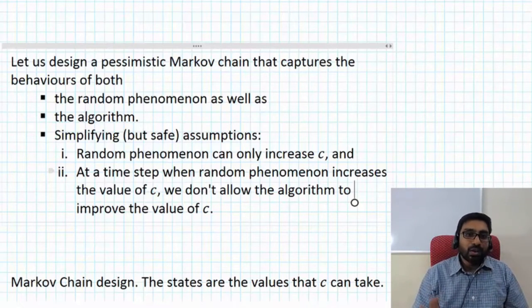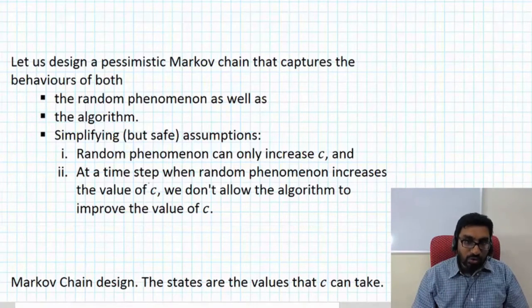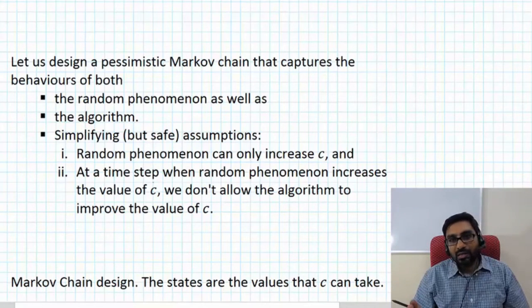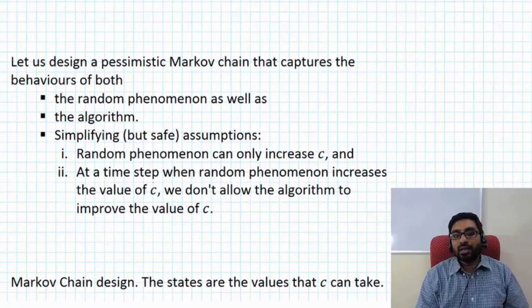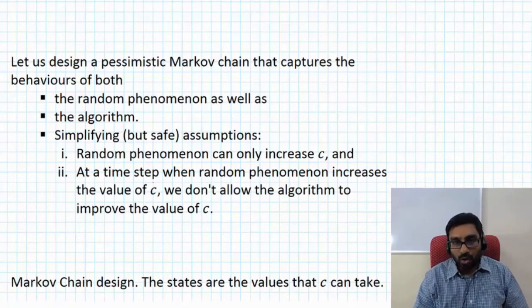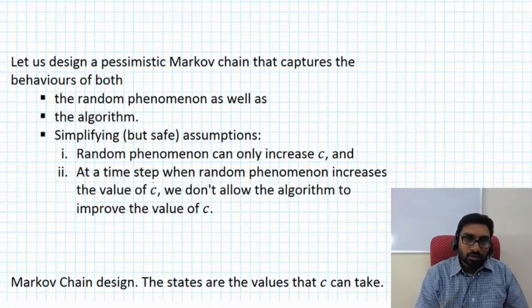Okay, we're going to make some simplifying assumptions. This is where we're going to be a bit pessimistic, but nevertheless these are simplifying but safe assumptions. We're going to assume that the random phenomenon can only increase the value of C. That is, it can only affect us in the negative way where C becomes C plus 1. The random phenomenon can also help us, but we're simply going to ignore that.